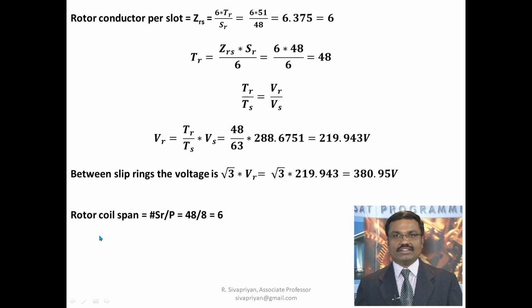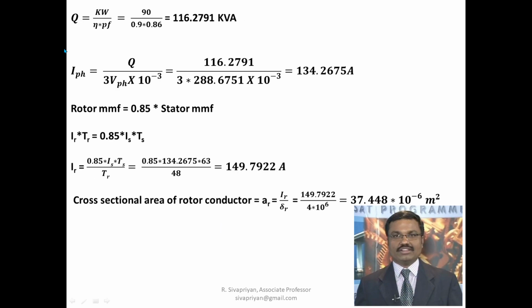Now coil span. What is coil span? Total number of rotor slots divided by number of poles. The total number of rotor slots is 48 and the number of poles is 8, so coil span is 6. Now Q we need to find out. What is Q? Kilowatt divided by efficiency into power factor. If we substitute, we will get the Q value.